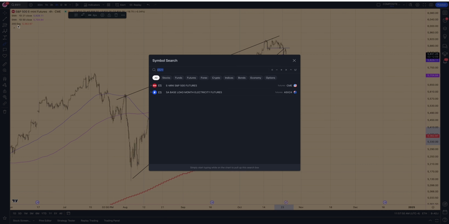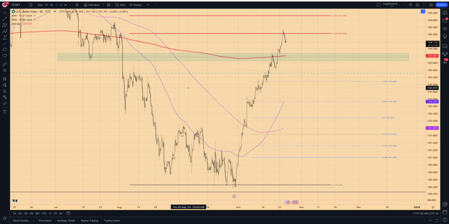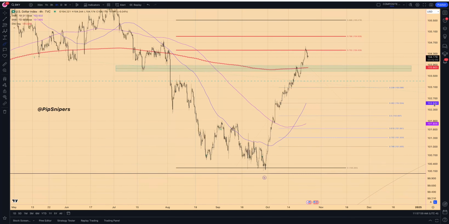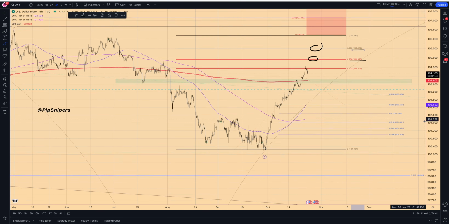Because when we take a look at the DXY, we do see Wyckoff redistribution, currently finding a little bit of resistance off the 70.2% fib, very likely to head towards the 78.6% fib and the 88.6% fib at 104.9 and 105.5.